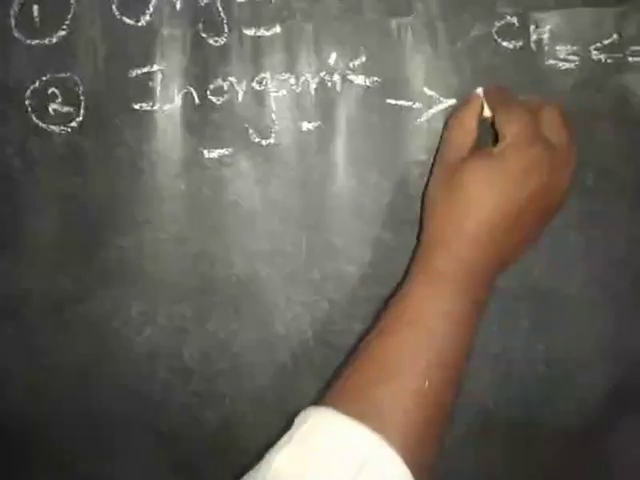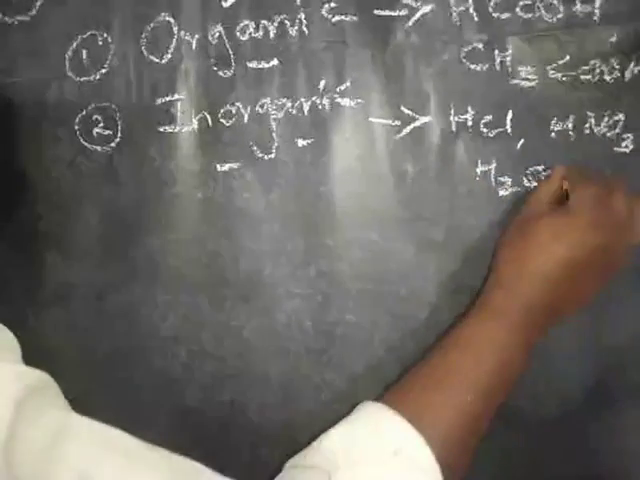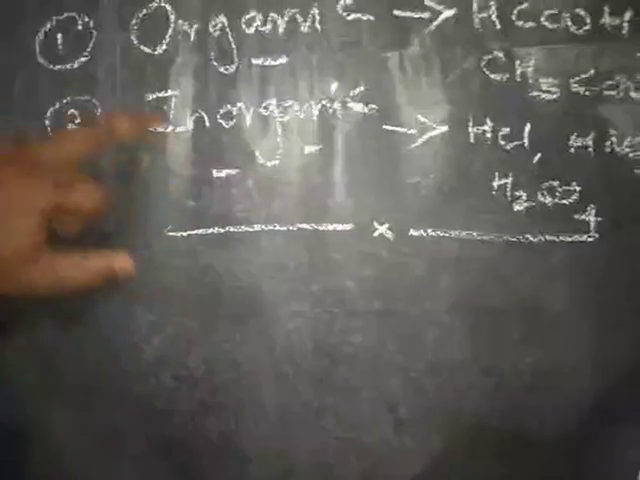Acids which are obtained from minerals or rocks, that type of acids are called inorganic acids. For example, hydrochloric acid, nitric acid, sulfuric acid. These acids are examples of what? Inorganic acids. So organic acids, living things. Inorganic acids, non-living things. Okay, next one.